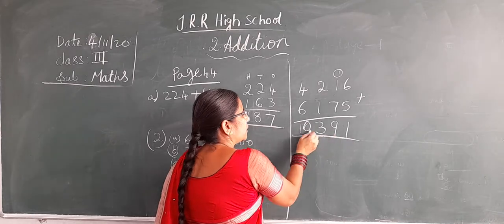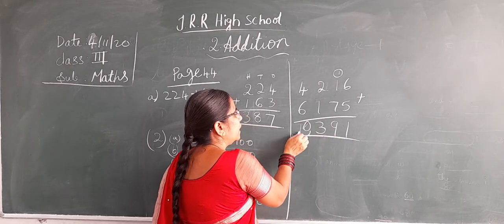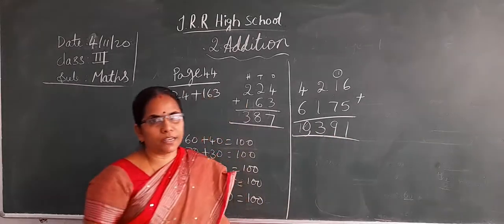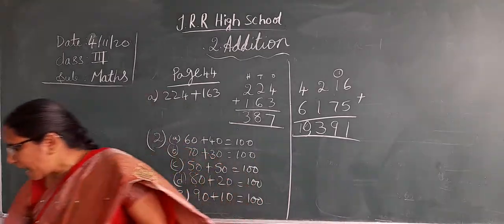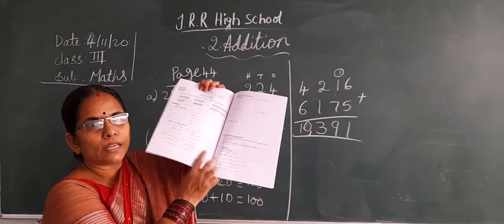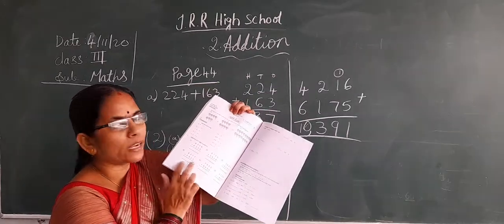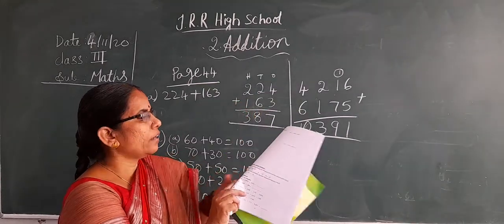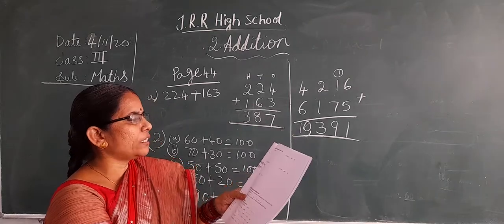And after 3 digits put a comma. The answer is 10,391. Like this, you must add all of these. Total 6 sums I gave you. Complete the 6 sums in the smart book only. Okay. Now see page number 47.